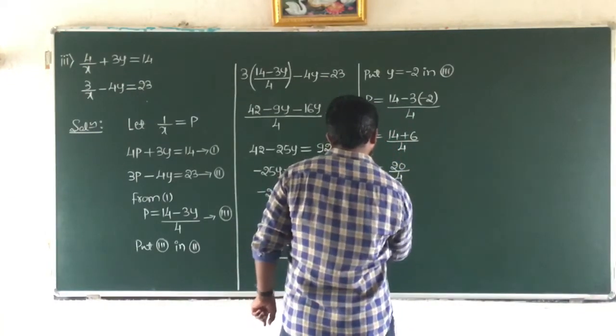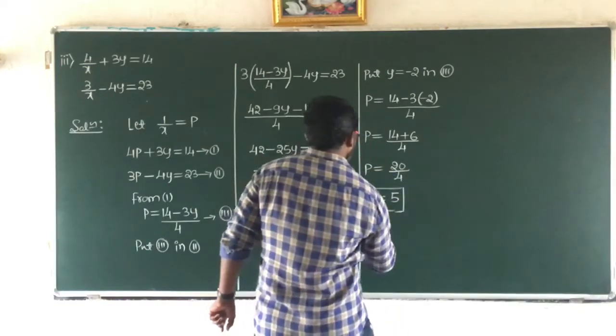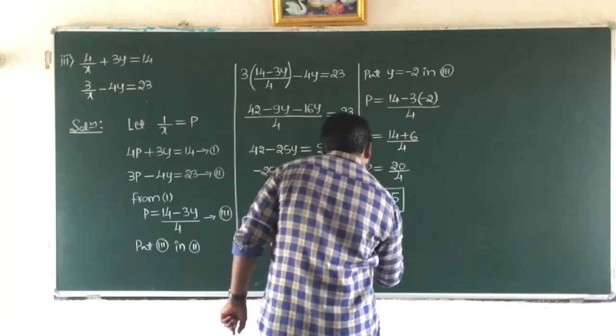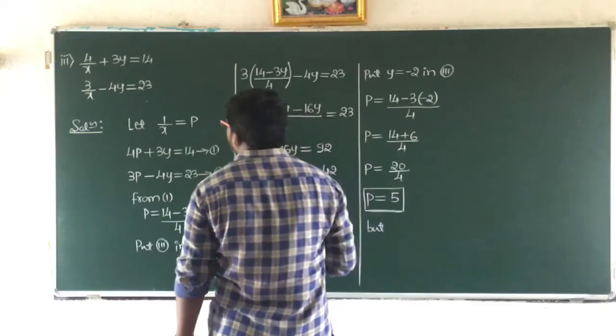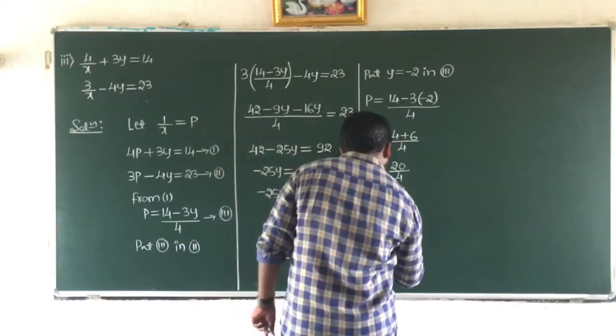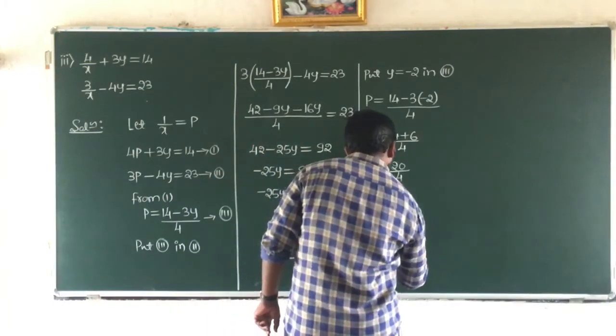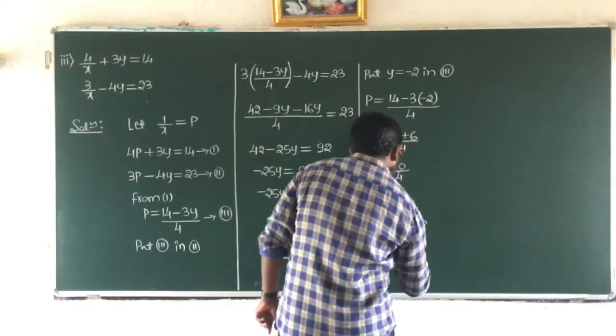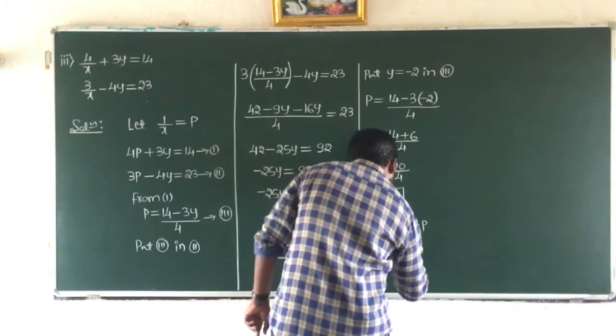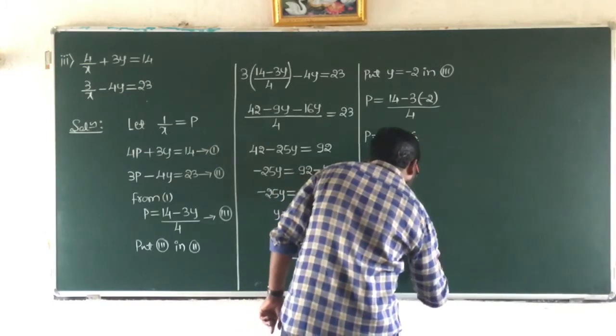But what is x here? But 1 by x is equal to p. This implies x which is equal to 1 by p.